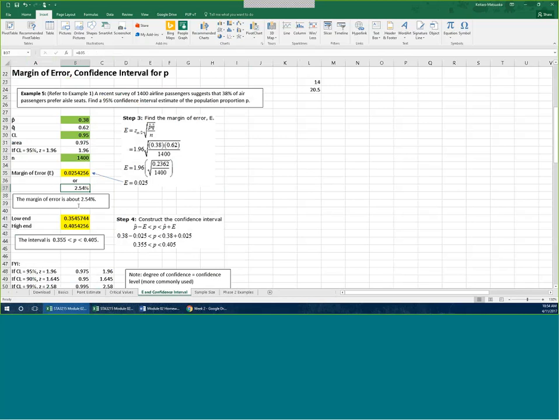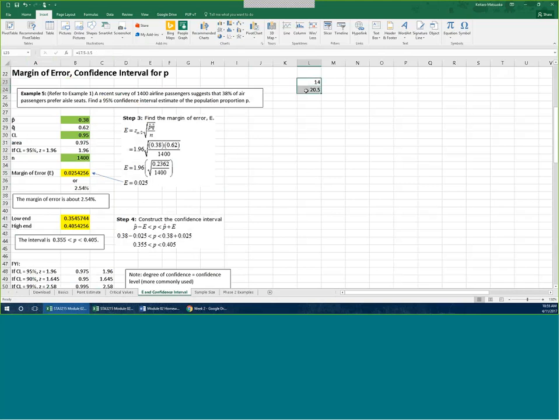The second part is you need to figure out the confidence interval. So the confidence interval formula looks like this. The p hat minus e for the lower end, so that's this 14%. And p hat plus e, so that means p hat plus the margin of error. That's the upper limit.